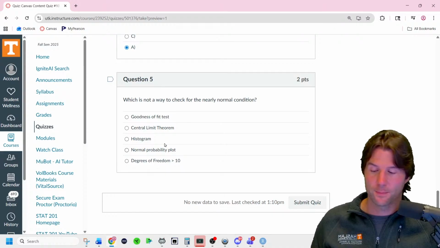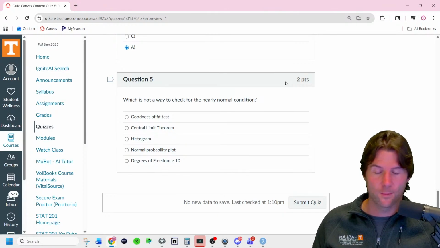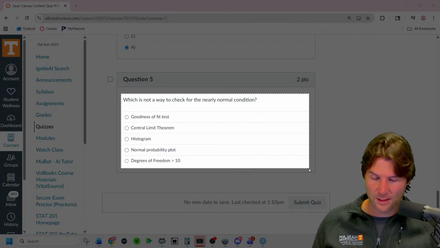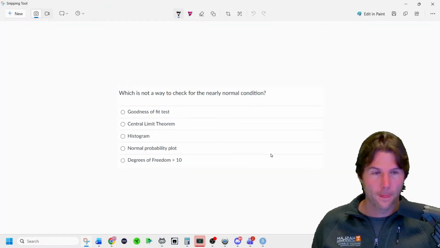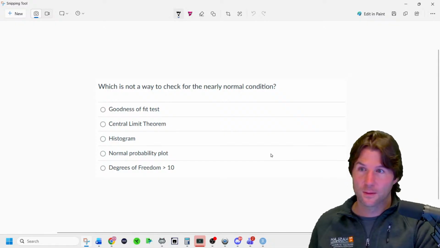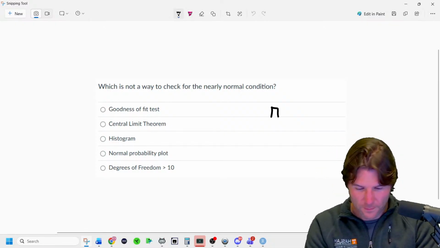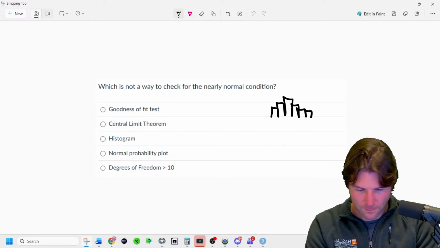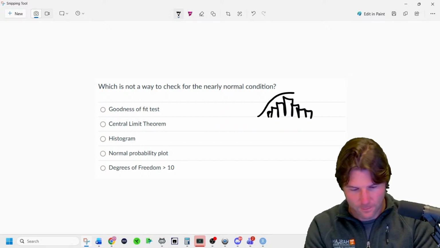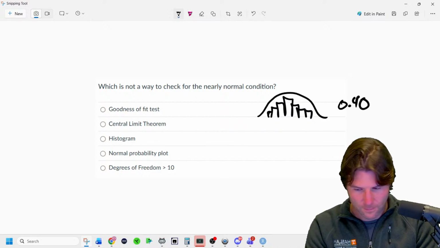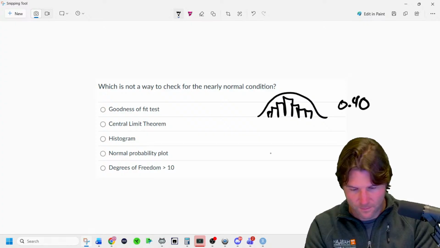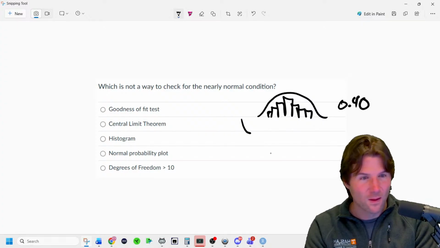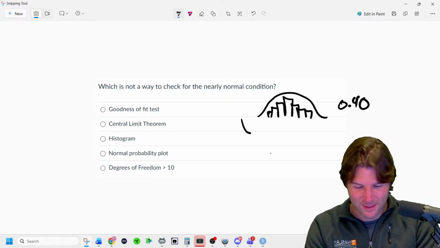What's the worst way? This is a tricky one right here. What's the worst way on here? Is it A, B, C, D, or E? What would be the worst way? It says not a way to check the nearly normal. Which one is it? Who knows?